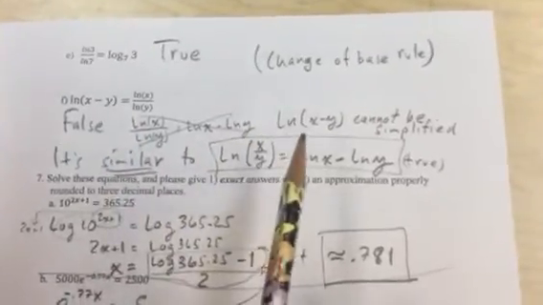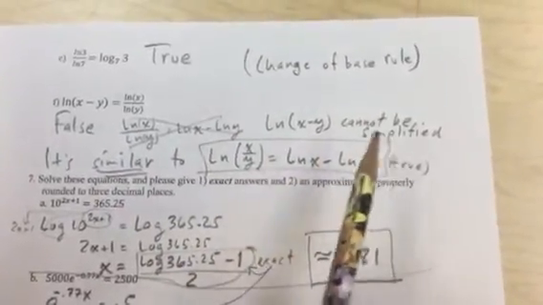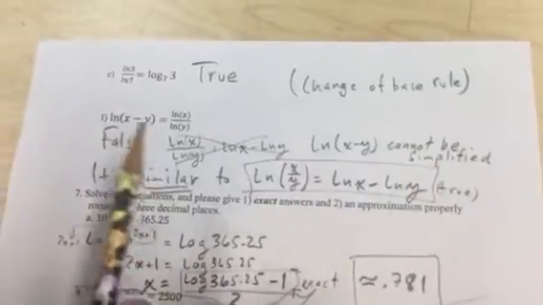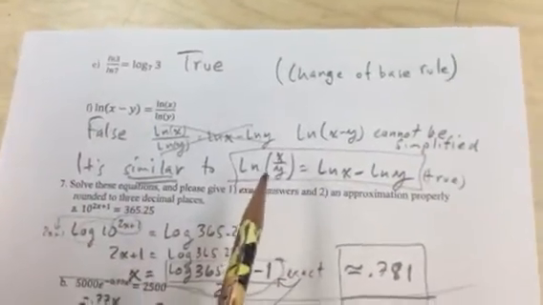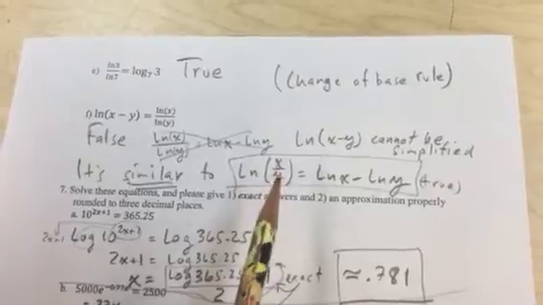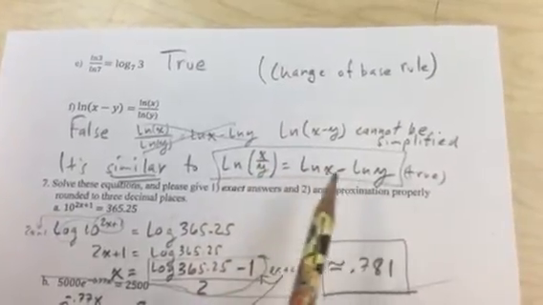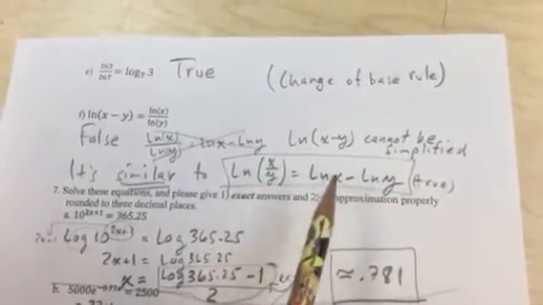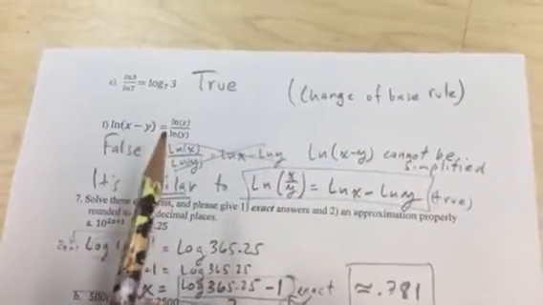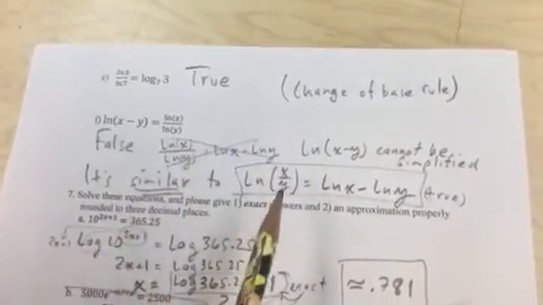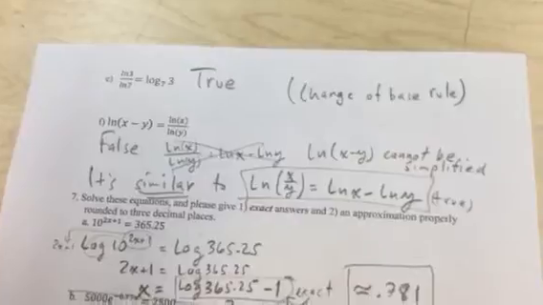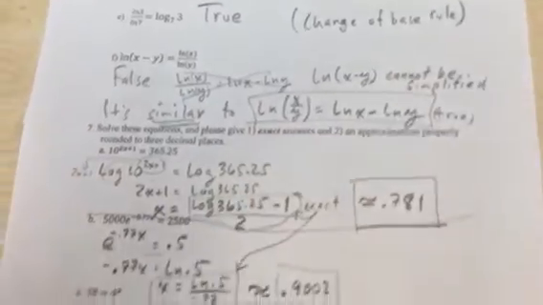That is not true. Natural log of x minus y cannot be simplified. That's one thing you could say. This statement is similar to this log property: log of a quotient is equal to the difference of two logs. This statement is true. It looks a lot like that one in a way, but they're different. And so anyway, make sure you're clear on those log properties.